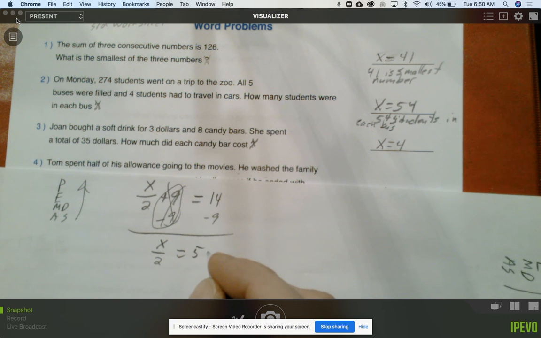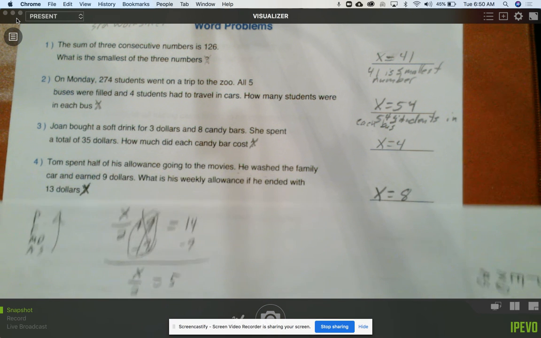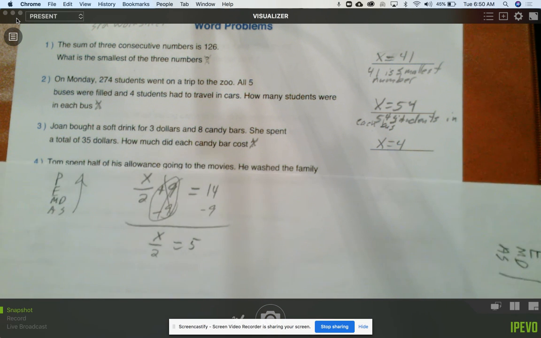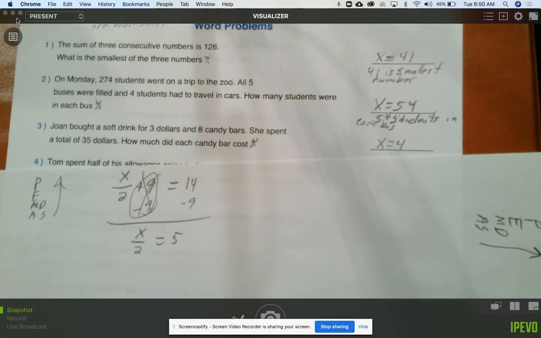No, is that right? I did something wrong. So I can see what I did wrong, because usually it gives you, oh no, that's right. X divided by 2 equals 5.